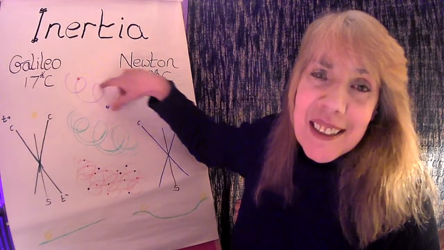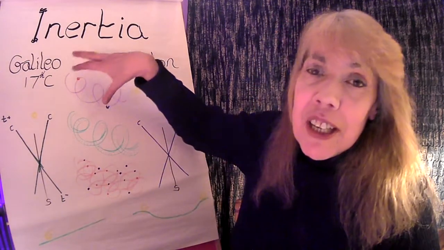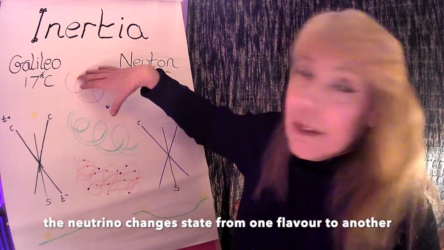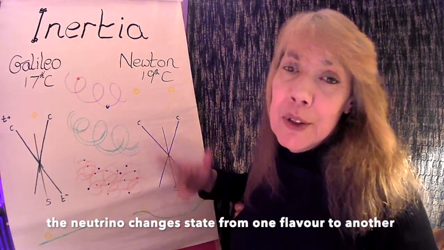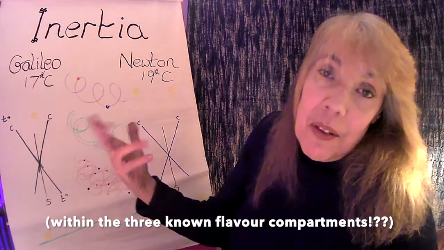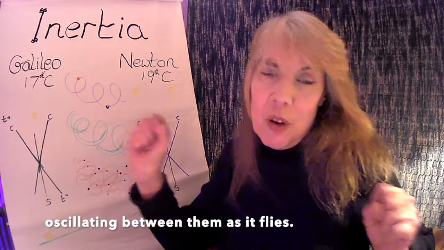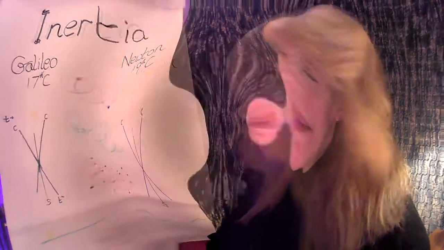This is oscillation of the neutrino. We have the neutrino changing state from one flavour to another. It could be an electron to muon or to tau or whatever. Anyway, they are the three known flavours, and the neutrino will oscillate between them as it flies.